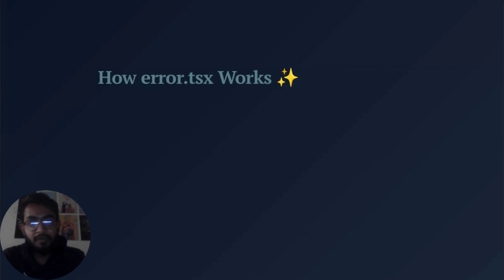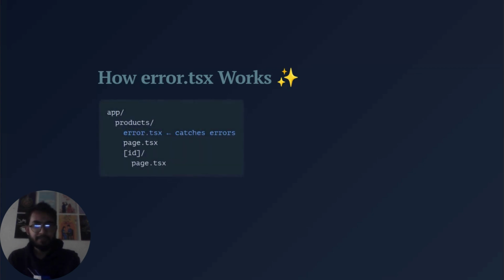So in Next.js, it introduced the error.tsx file, which handles the error more gracefully. So how does it work? In the file structure, you can define an error.tsx file aligned with your page component, and that error.tsx file catches the errors that happen under its child components.